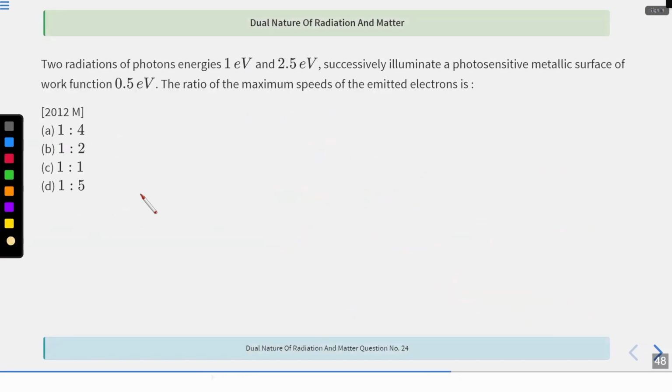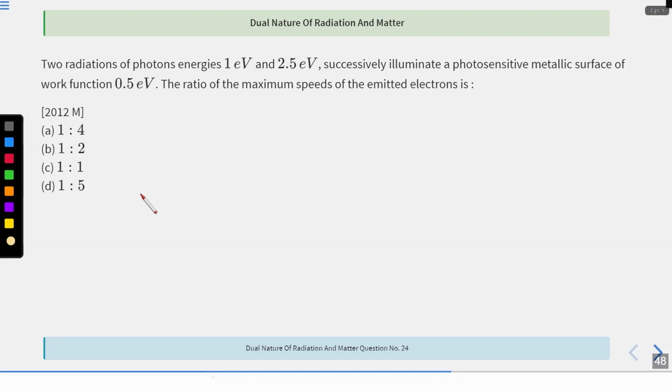Okay, moving on to the next question. Two radiations of photon energies 1 eV and 2.5 eV successively illuminate a photosensitive metallic surface of work function 0.5 eV. The ratio of the maximum speeds of the emitted electrons is.